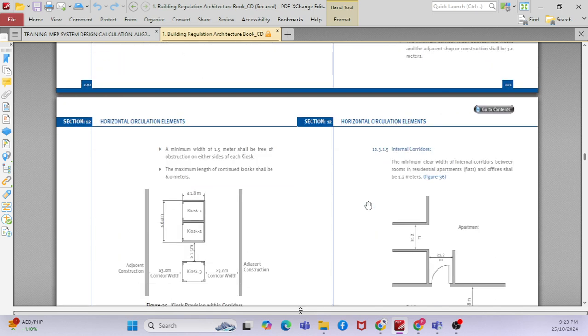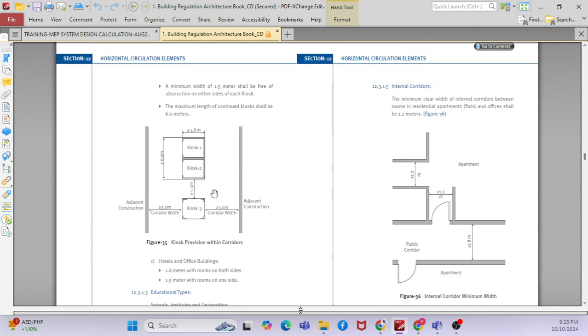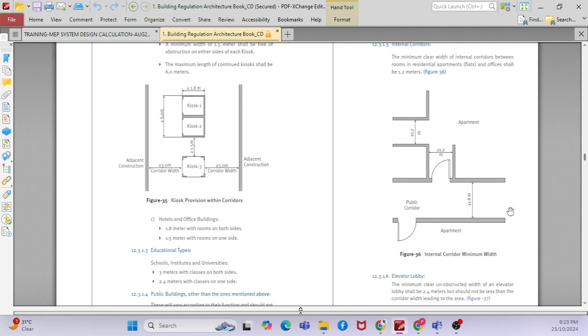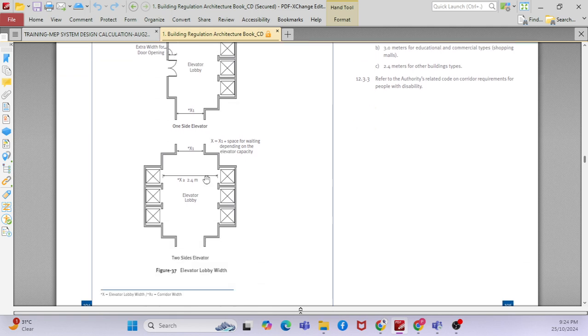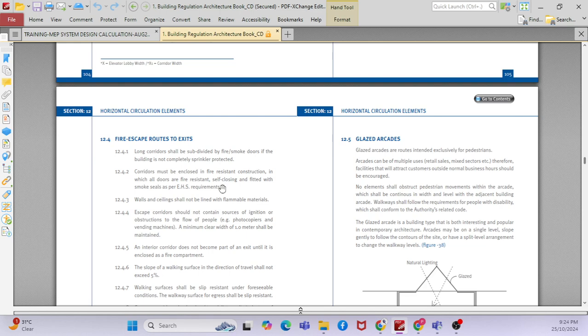Say for example, you might have gone to a mall, right? In the mall there is a center kiosk area. So what dimension do you have to provide for the corridor? See, this is a public corridor. What is the dimension to provide? If there is an apartment, you will be entering, so what is the dimension? If you are going to the bedroom, what is the dimension? If there is an elevator lobby, what is the minimum dimension to be provided? If you have lobbies back to back, what is the dimension to be provided?